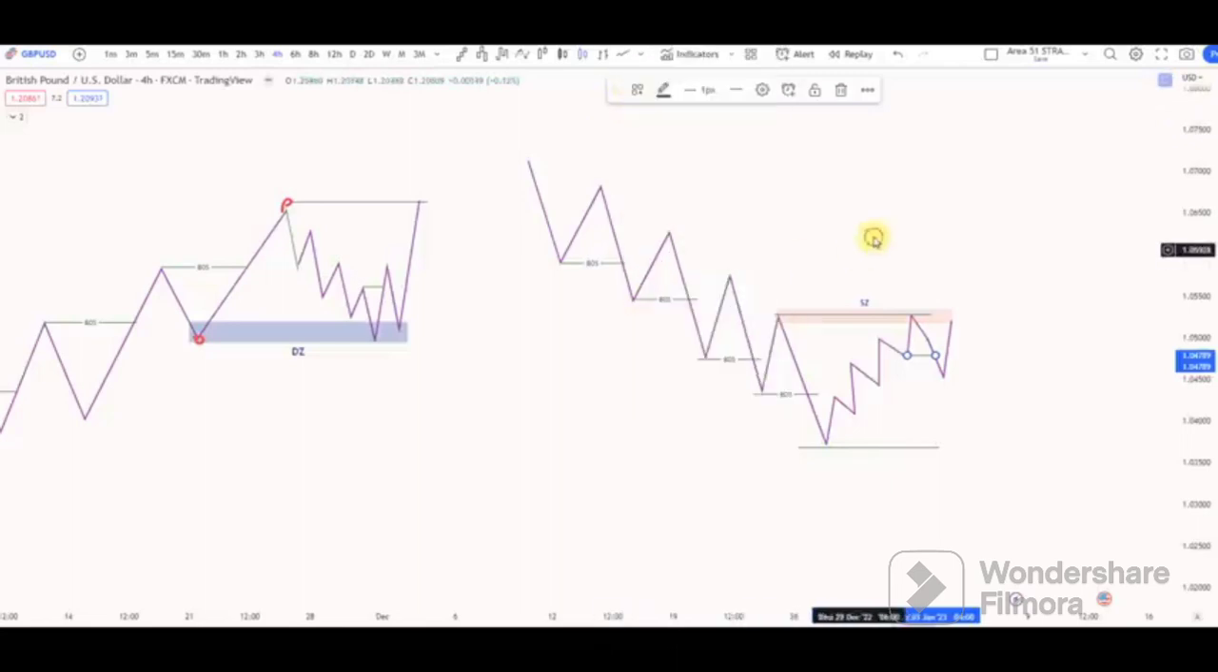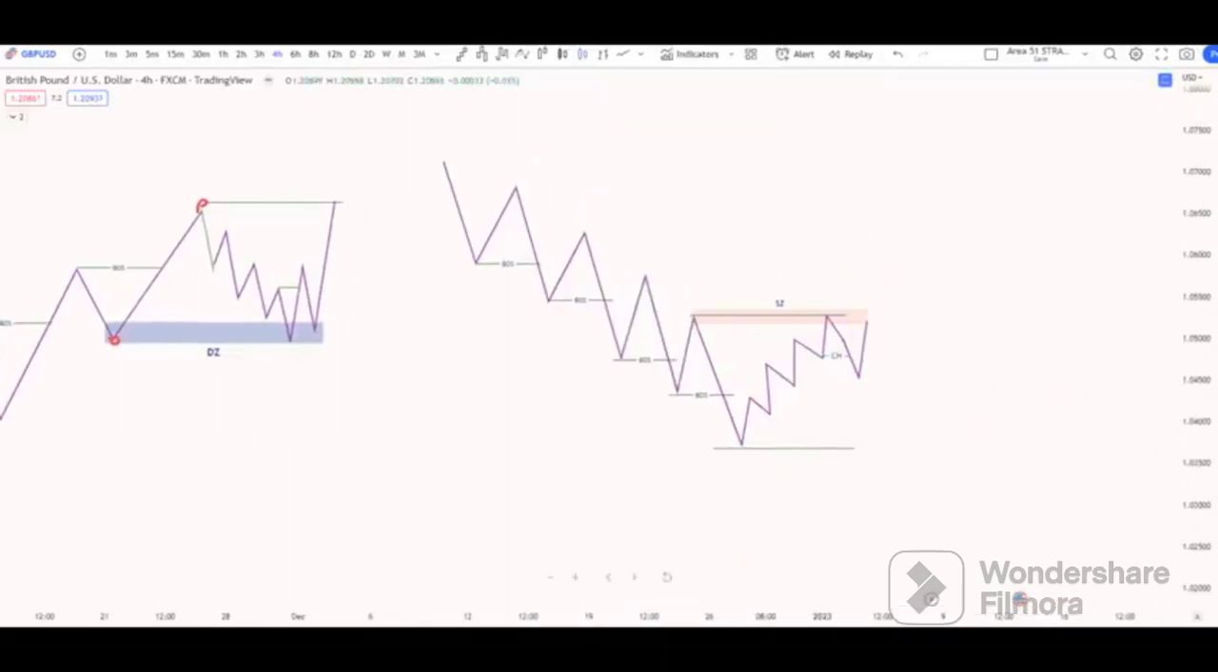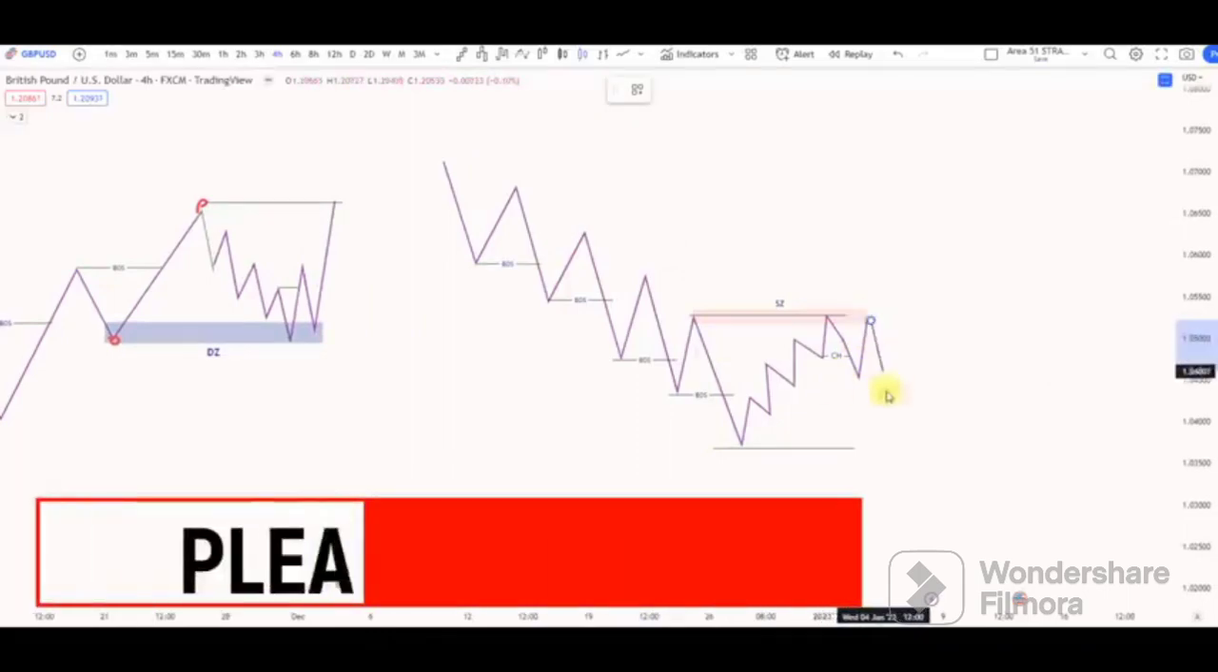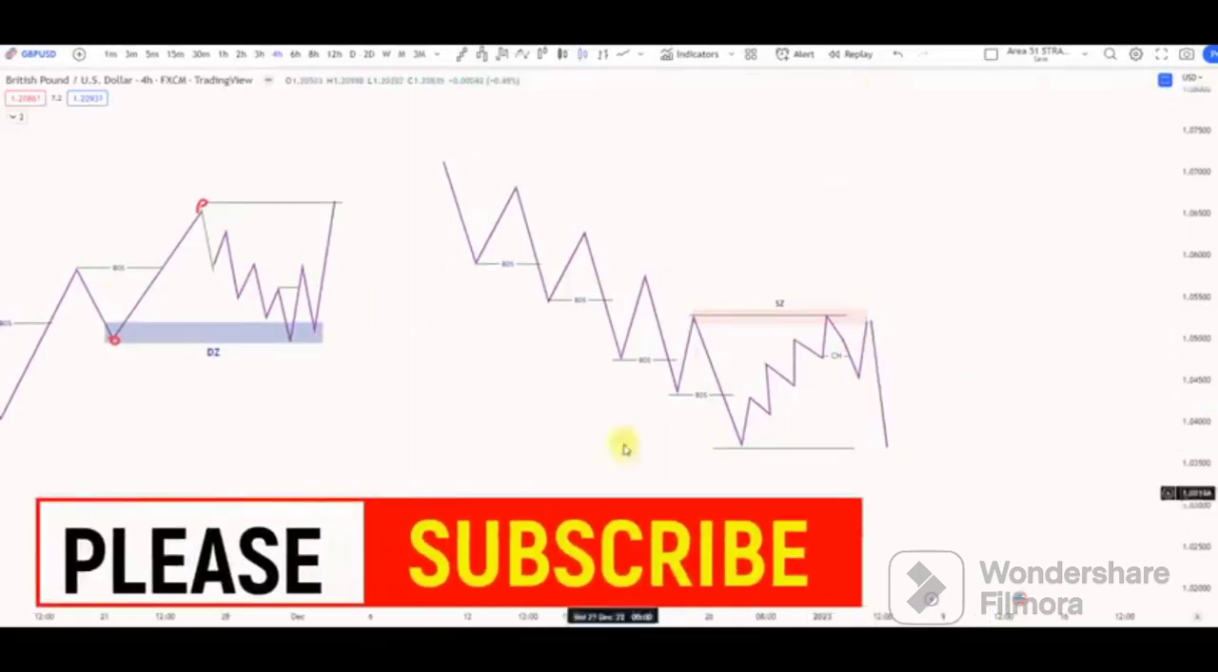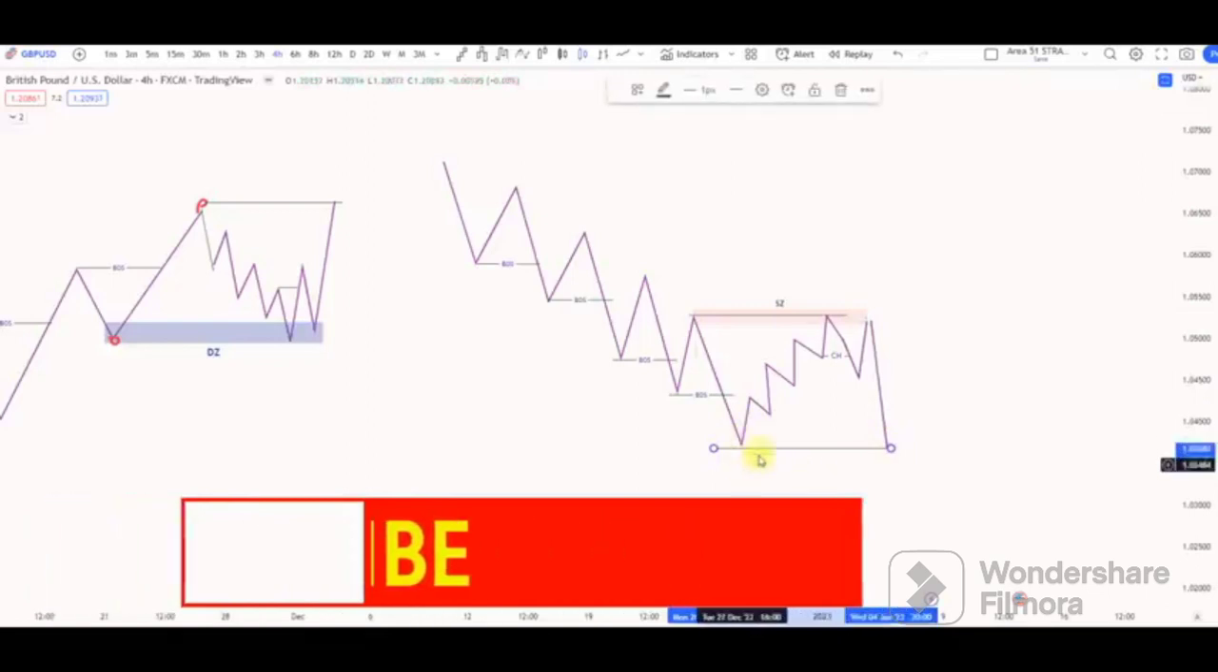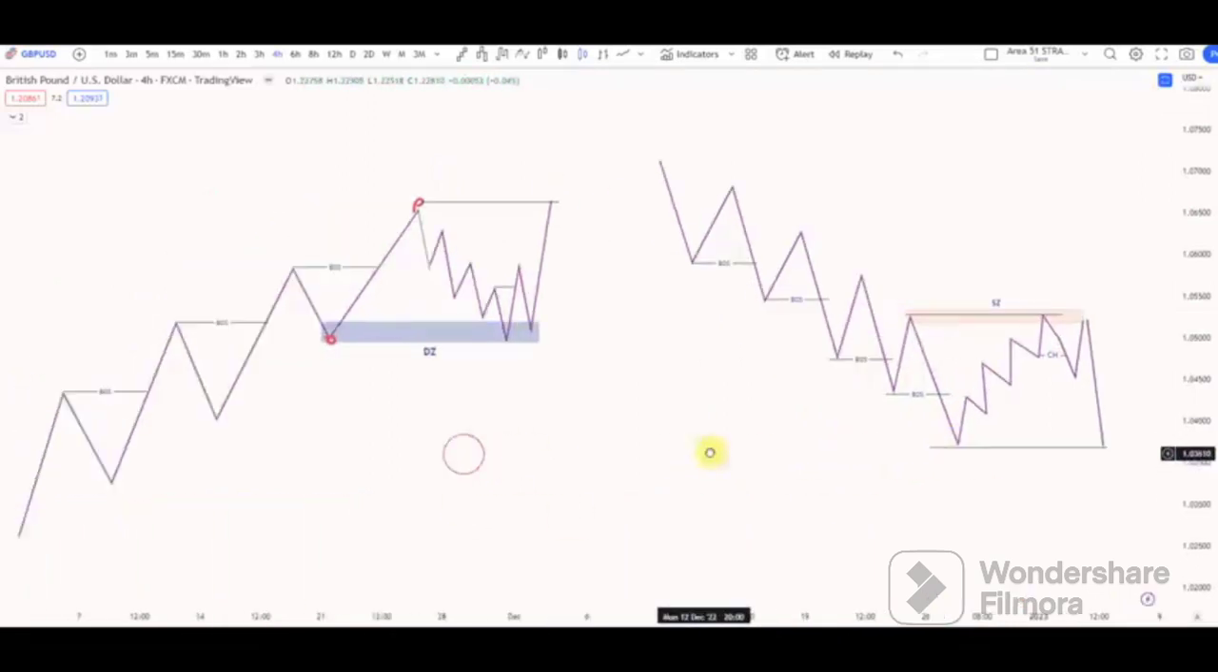CHoCH. Once you have your change of character, you're gonna target your previous lows, which is here.